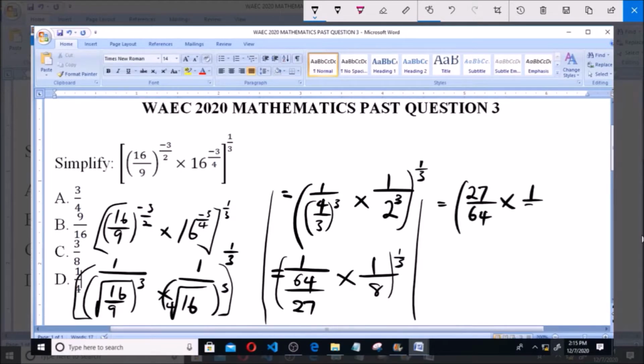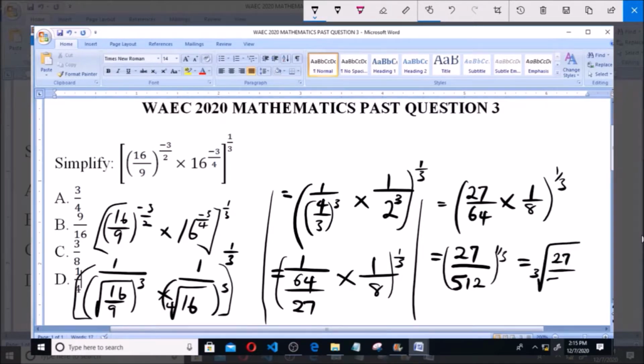multiplied by 1 over 8 raised to the power of 1 over 3. So this is equal to 27 over 64 times 8, to give us 512, raised to the power of 1 over 3. Now this is equal to the cube root of 27 over 512. Now the cube root of 27 is equal to 3, and the cube root of 512 is equal to 8. So the answer to this question is 3 over 8, and that is option C, 3 over 8.